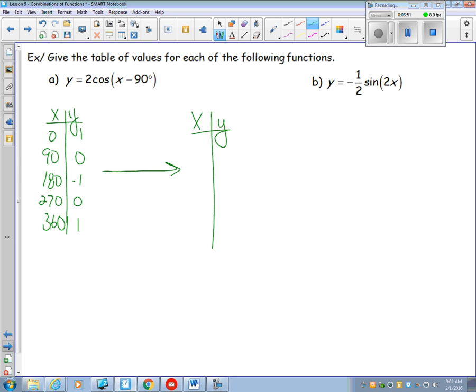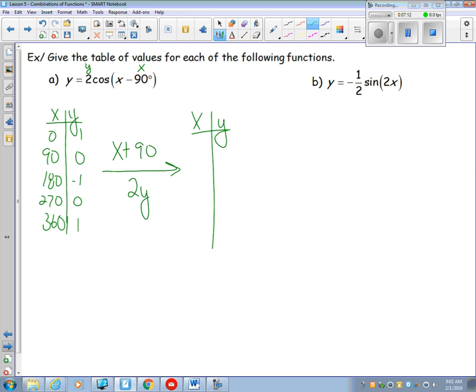Okay, the 2 is my amplitude, right? That's my 2. It affects my Y's. And the next number I see is this minus 90. 90 is moving it left or right. That affects my x's. It's my x direction. X's do the opposites. So x plus 90. Y's do what they look like. So I'm going to multiply my y. I'm going to stretch it by 2.